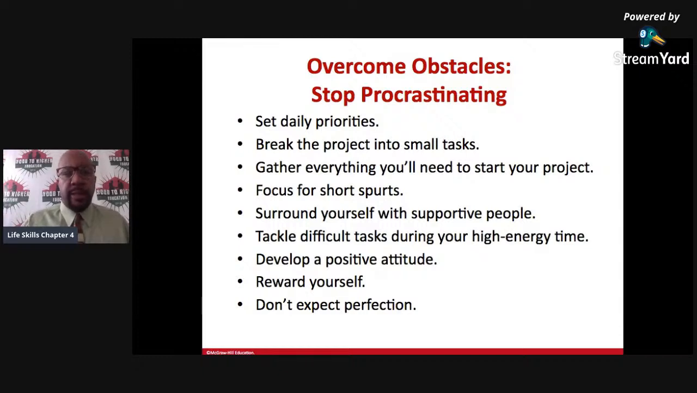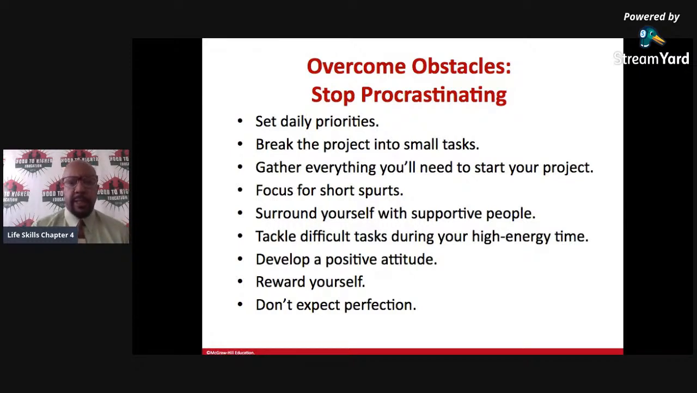Setting daily priorities. Break the project into small tasks. Gather everything you need to start the project before you even get going, right? Because this will just help you in the long run. You don't have to scramble looking for small, minute things. Focus for short spurts. Take your breaks when you need to. It resets the mind. It gives a boost of energy. Surround yourself with supportive people, folks that are on the up and up, folks that are students, highly motivated folks, as opposed to slackers and people that really are not trying to better themselves.